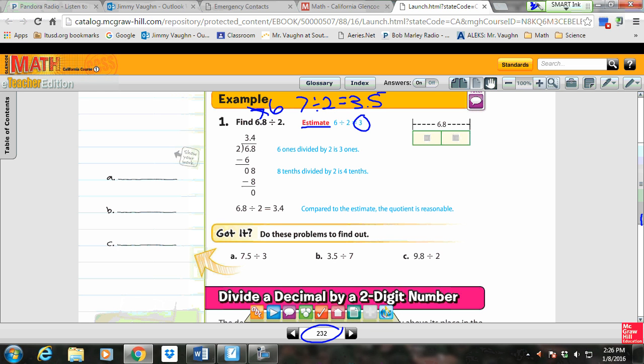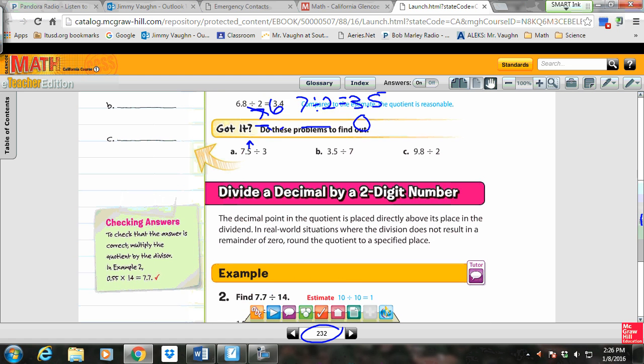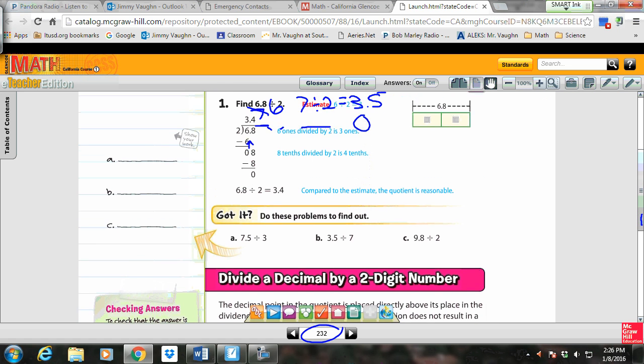So here we go. Set it up. Remember, the first number goes inside the house. The second number goes outside the house, to borrow some elementary terms. And then you just bring the decimal point straight up, and then you divide like regular. So let's do something a little bit different, and I'll do one of the got it problems with you. Leave myself a little bit of room to work it over there.